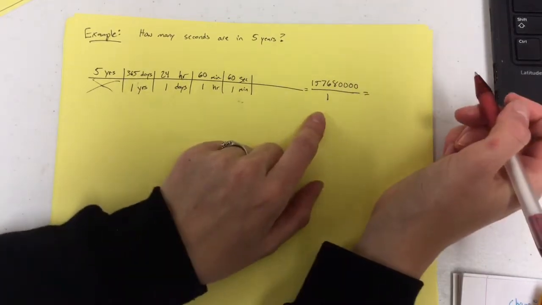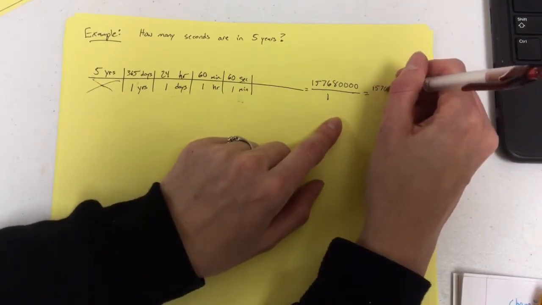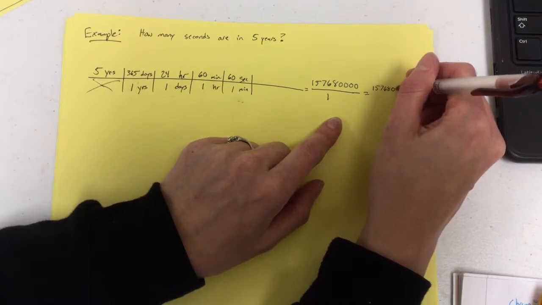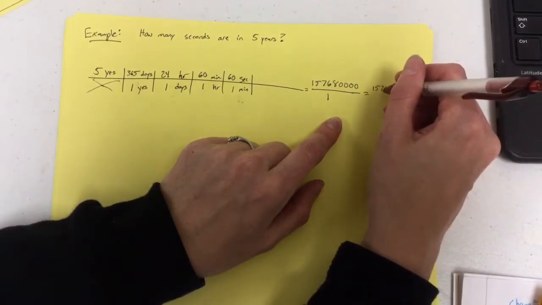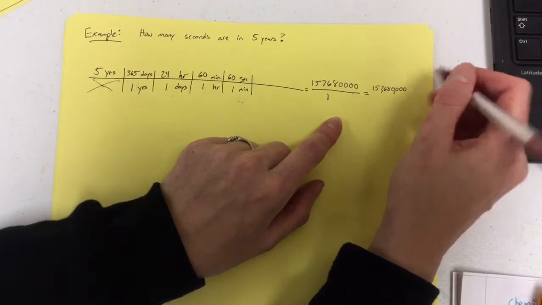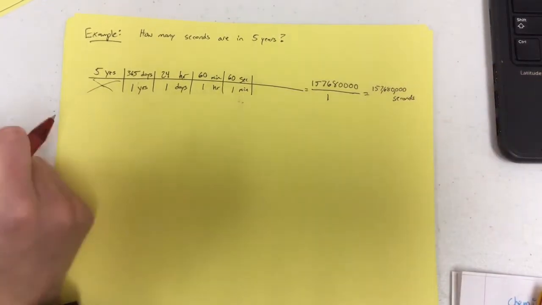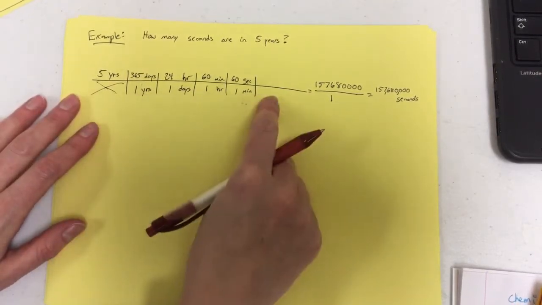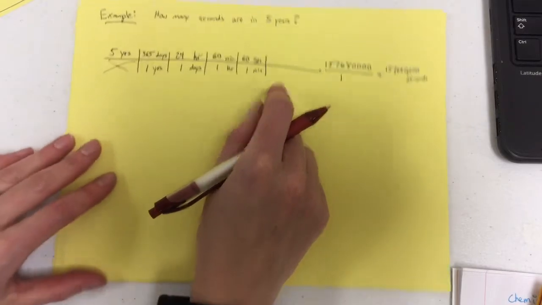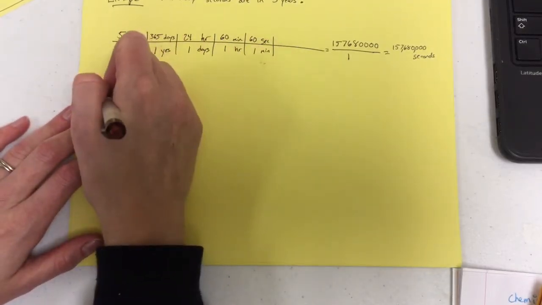I'll do this next step, because now we got to divide top divided by bottom. So 157,680,000 is our answer. That's 157 million seconds in 5 years. That's a lot of seconds. So we can keep stringing them along here as much as we want, but sometimes there are more difficult ones. That was kind of an easy one.